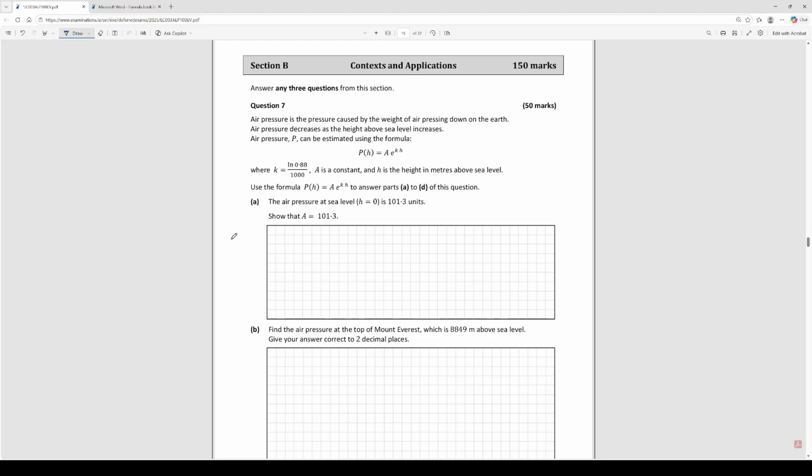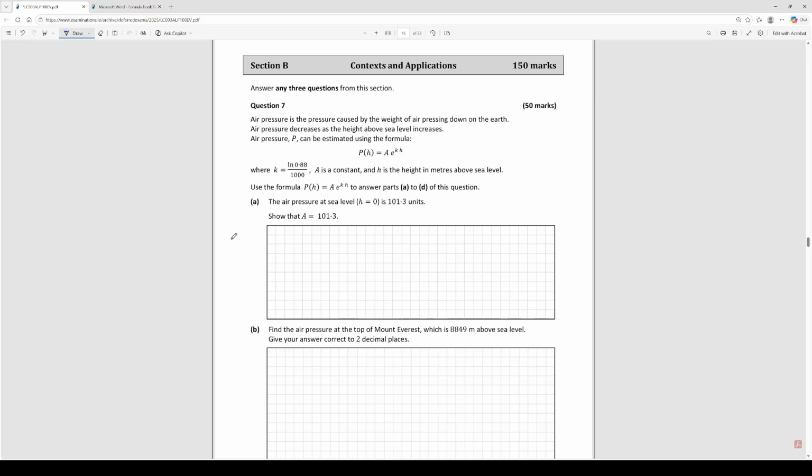Now, here we go. Air pressure is the pressure caused by the weight of air pressing down on the earth. Air pressure decreases at a height above sea level as the height above sea level increases. Of course, air pressure can be estimated using this, where K is this. A is a constant, so once we figure it out, that means we'll be able to keep it as just whatever we figure it out to be. And H is the height in meters above sea level.